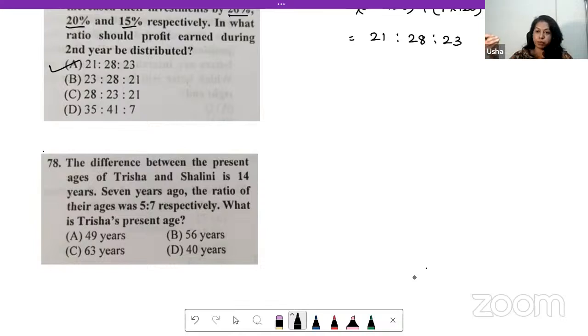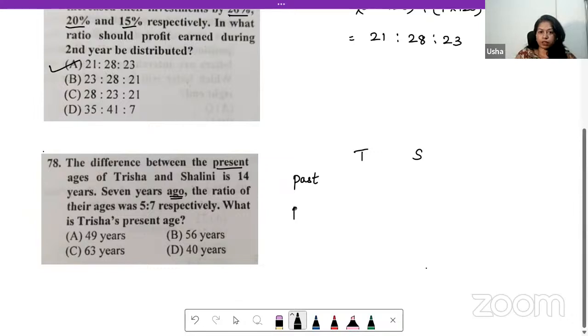Now here, whenever we have a present age, previous age, future age kind of question given, we will write them down in the form of a table. Okay. So here what I'll write is Trisha and Shalini. They have given present age, then 7 years ago means past age is given. So I'll write down past and then present. If they have given a future comparison, you can write that below this. The order in which you write is important. First write past, then present, then future. Here future is not there, so I'll remove this.